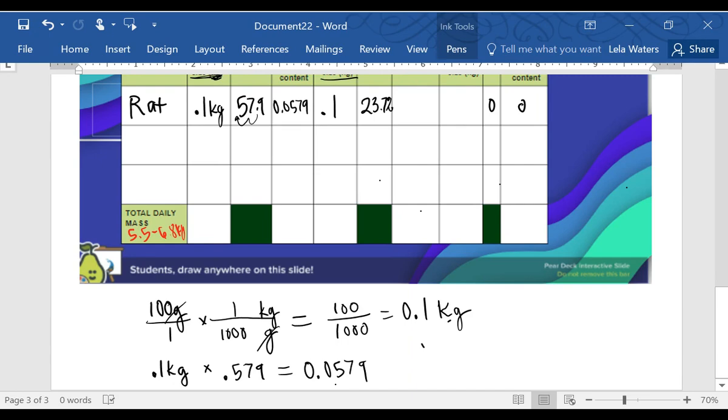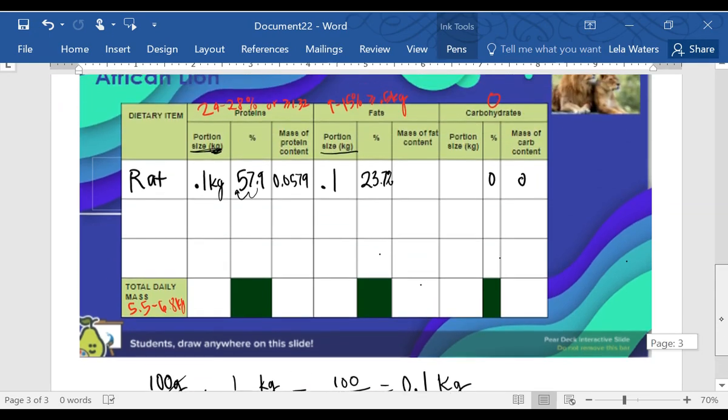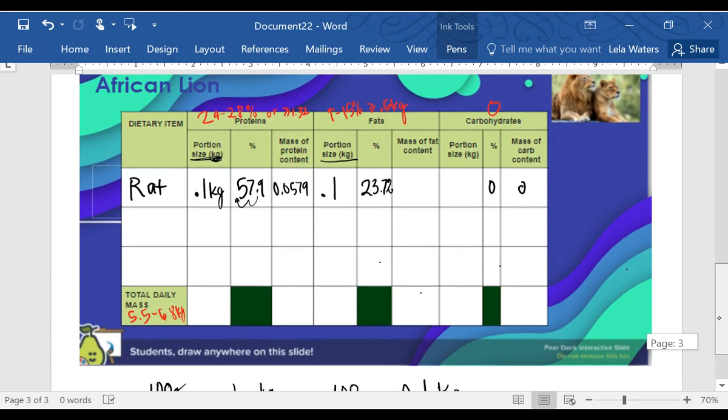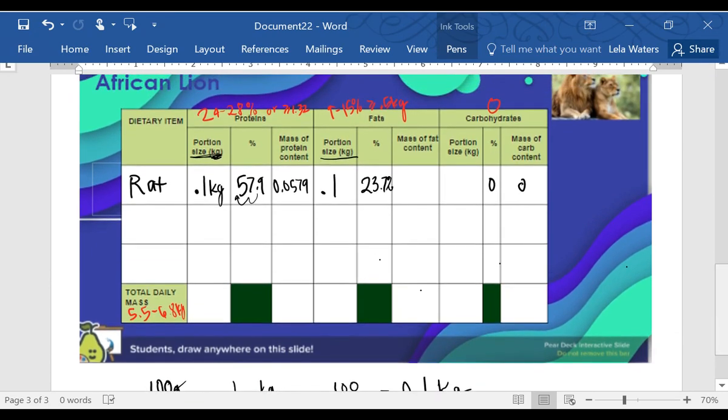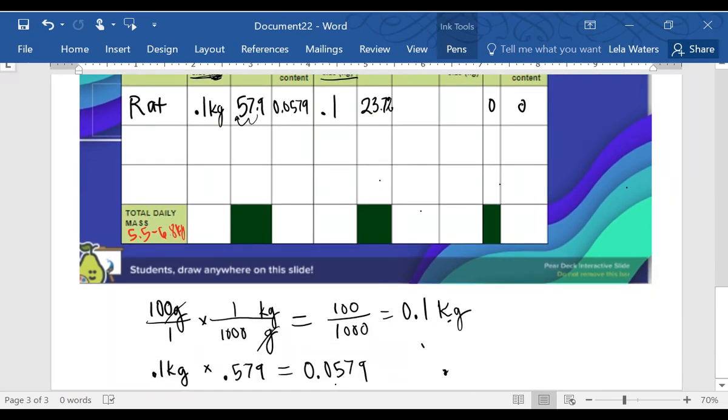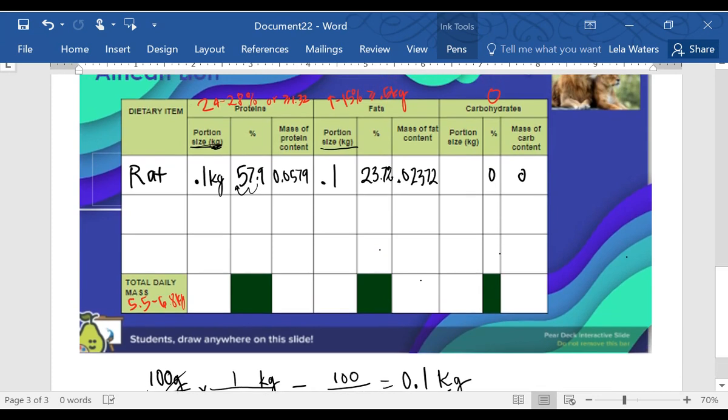Okay, I'm going to do the same thing then for my fat content. Okay, so I have the portion size of 0.1, the percent of fat is 23.72. So I am going to take 0.1 times 0.2372. That's going to give me 0.02372. And so I'll put that here. All right. Now there's no carbohydrates, so we don't have to do anything there.